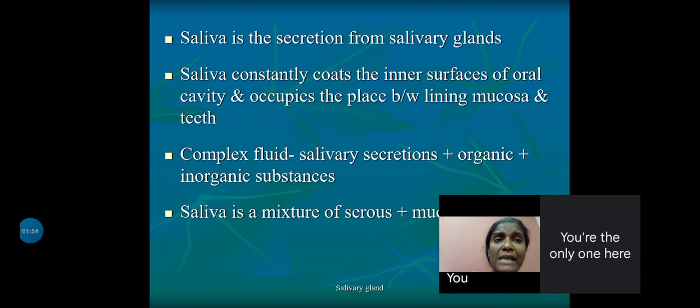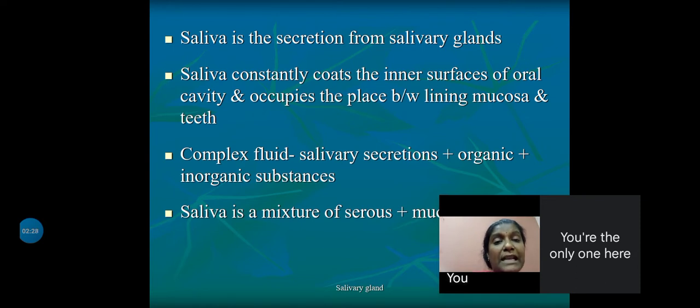Saliva, just as I mentioned, is a secretion from the salivary gland. Saliva is a layer of coating that is present in the oral cavity. It is always present. What does it cover? It covers both the soft tissues and hard tissues. When saliva reaches the oral cavity, we have both hard tissues and soft tissues, so there is a continuous coating of saliva on the inner surfaces of the oral cavity.